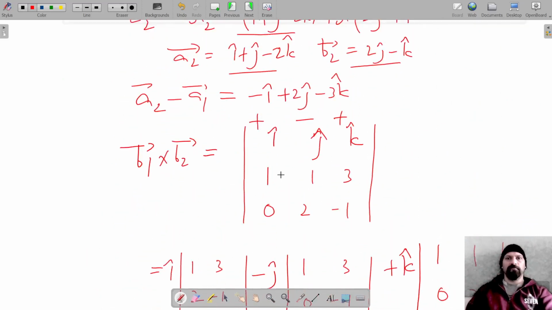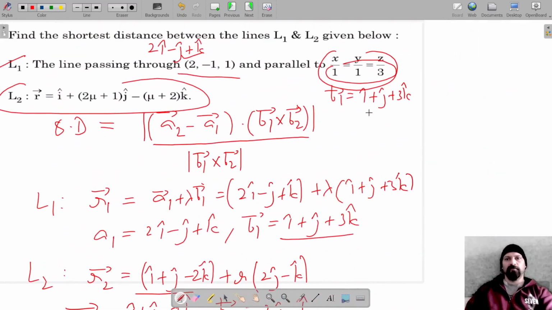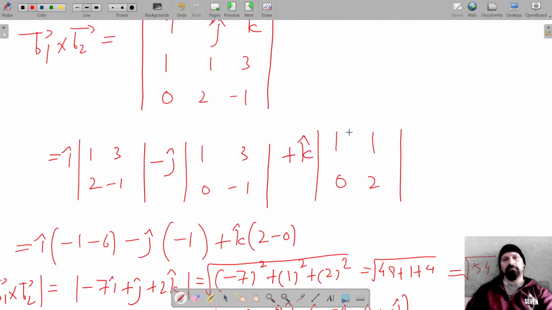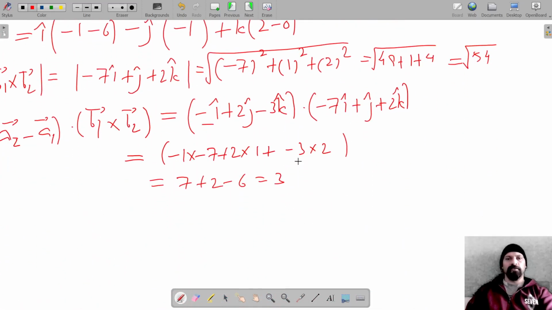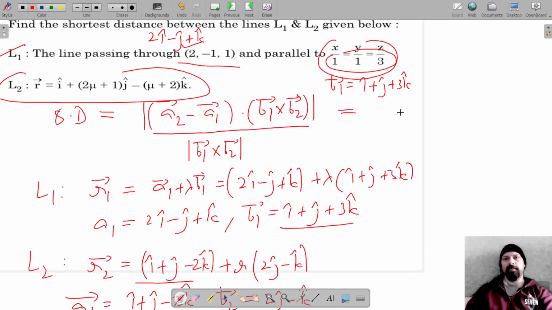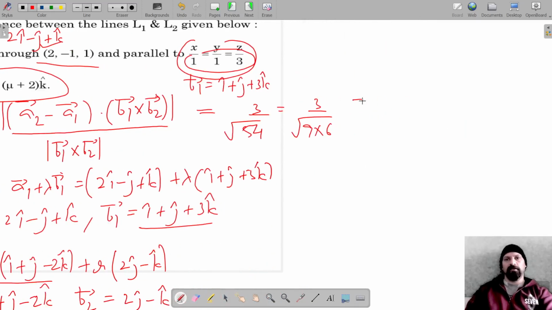And let's put these values in this formula now. So this is equal to the dot product of A2 minus A1 with B1 cross B2, which was 3. So this is 3 divided by under root of 54. So I can write under root of 54 as 9 into 6. And now 3 over root of 9 is 3 over 3, and this is under root 6. So this gets cancelled. So 1 by root 6 units is the perpendicular distance.